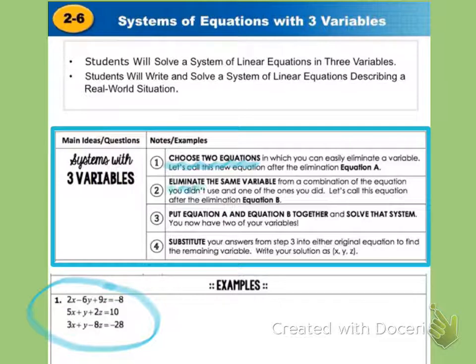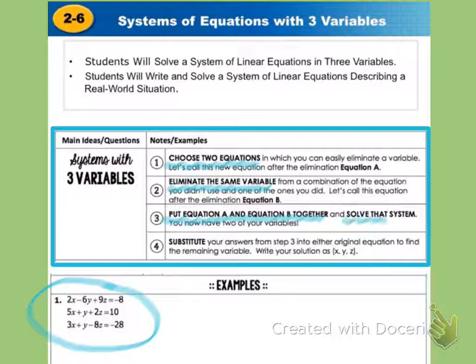Our next step is to eliminate the same variable from a combination of the equation you didn't use and one of the ones that you did. So just pick a different pair of two: one will be an equation that you've used, one that you haven't, and we can call that equation B. We'll put equations A and B together. So now we've got two equations in a system that have two variables. We've brought it down to something manageable that we've been working with, and we'll solve that system.